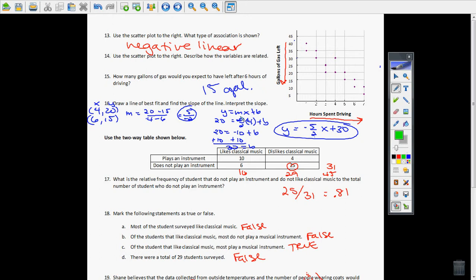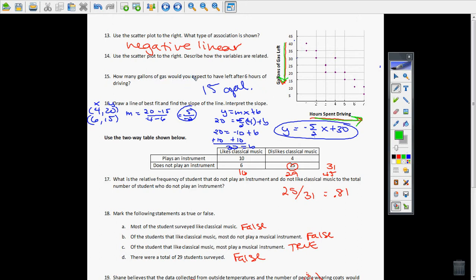Number 13 says, use the scatter plot at the right. What type of association is shown? And it is a negative linear association because the dots are kind of in a line and they're going down. Use the scatter plot at the right. Describe how the variables are related. If you notice, as the hours spent driving increases, the amount of gas left in the car decreases. So that would be how they are related.